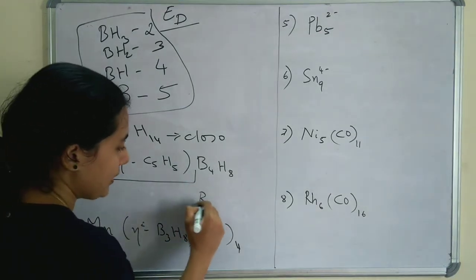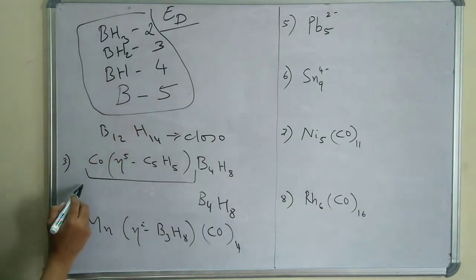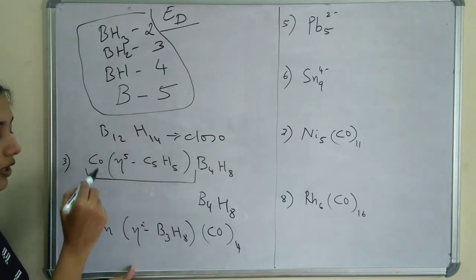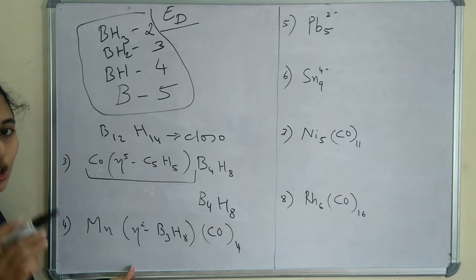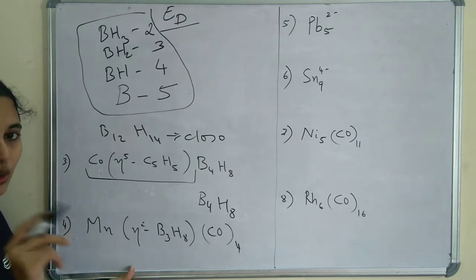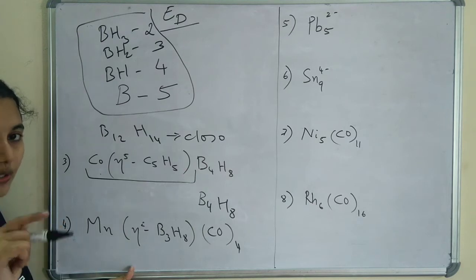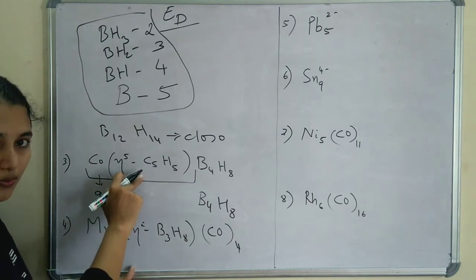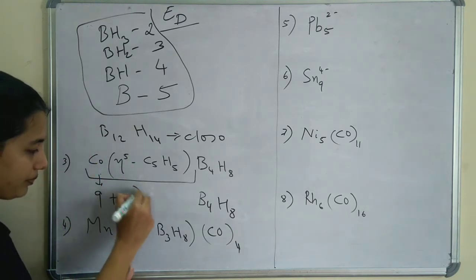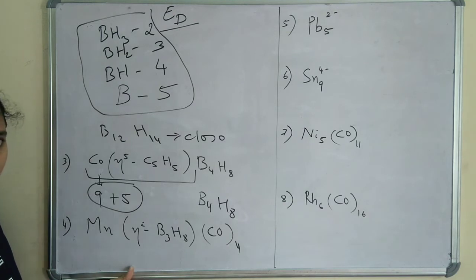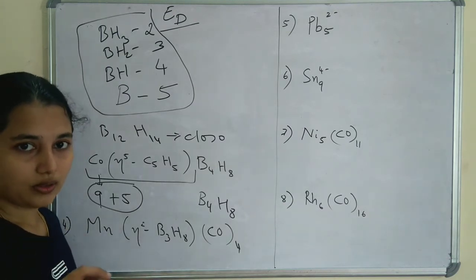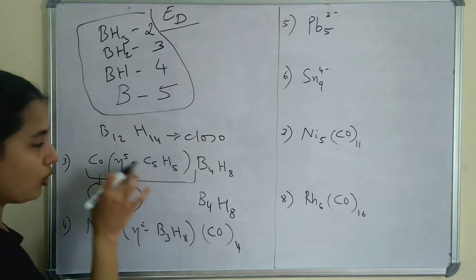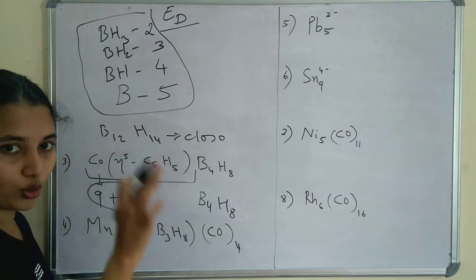So B4H8 is given. Now we have to find the electron deficiency of cobalt η5-C5H5. For cobalt, how many electrons are there in the outer shell? Cobalt's atomic number is 27, so 2 plus 7 is 9. So a total of 9 electrons for cobalt, plus 5 electrons for C5H5. 9 plus 5 is 14. So the total number of electrons for cobalt η5-C5H5 is 14.